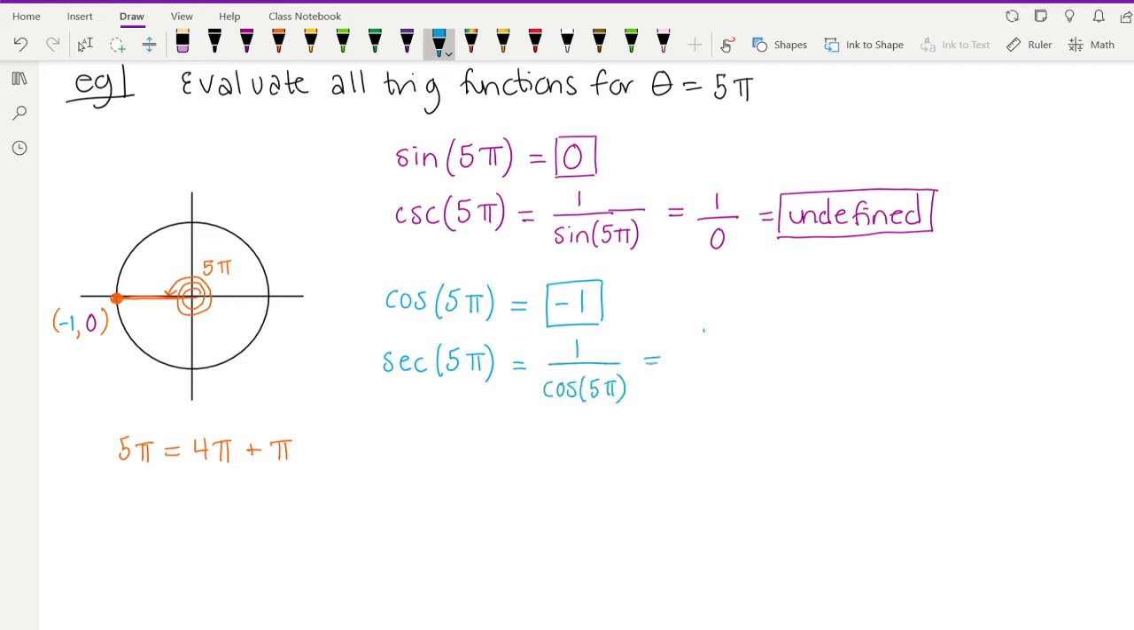So in this case, that's going to be 1 over -1, and that is -1. So that one is fine. It's not undefined. Okay, finally, we have tangent and cotangent. So tangent of 5 pi.